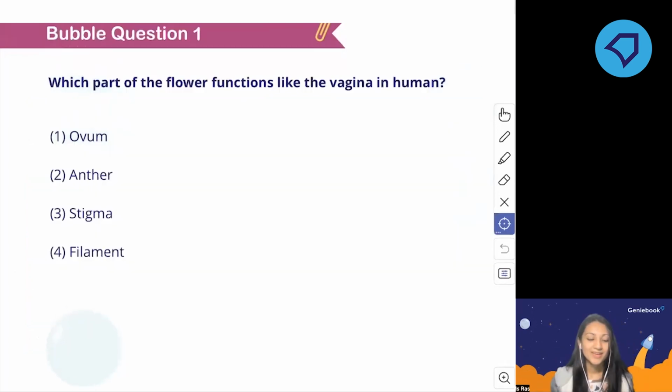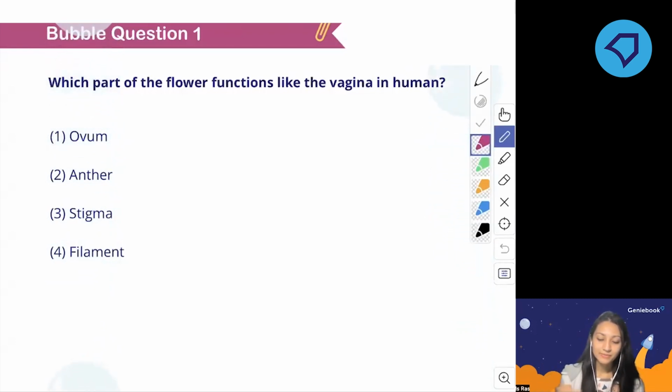Okay, let's move on first. The question is, I suppose, easy. That's why it's only 5 bubbles. Which part of the flower functions like the vagina in humans? So in a flowering plant, which part of the flower acts like the vagina in a human? Okay, questions before I launch. What is the ovum? Ovum is another word for egg cell. The answer should be number 3.